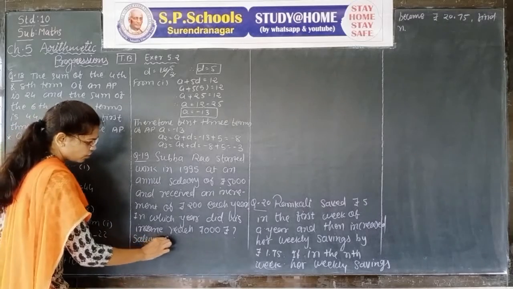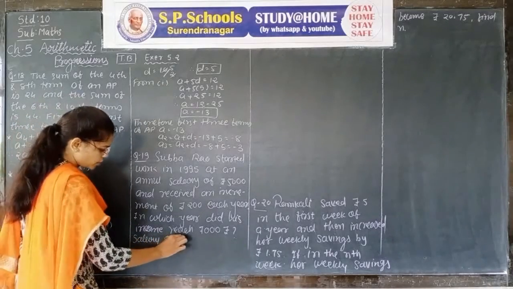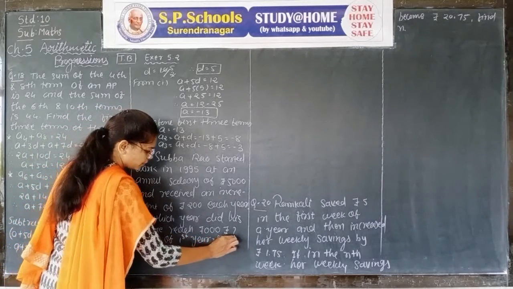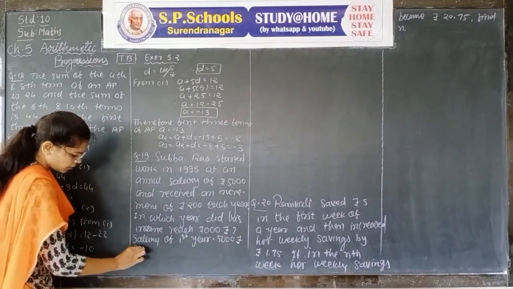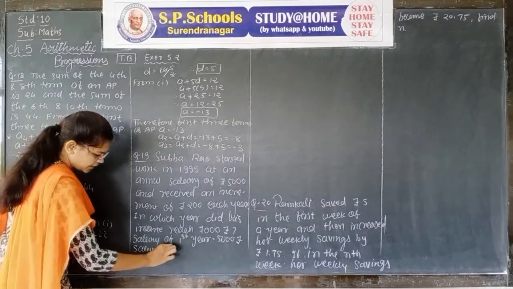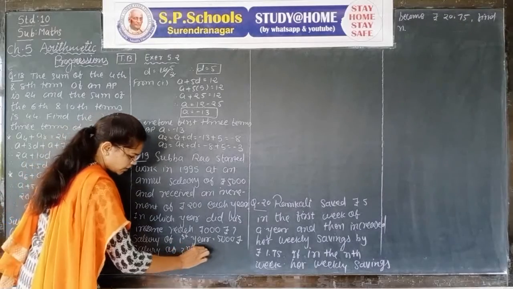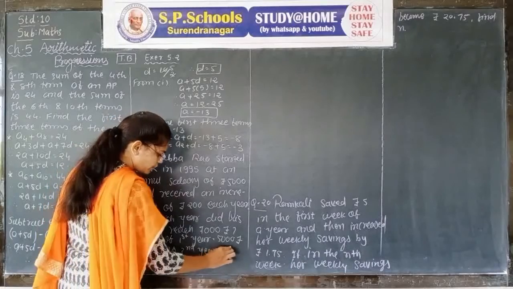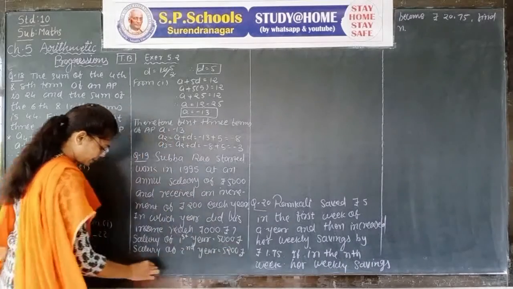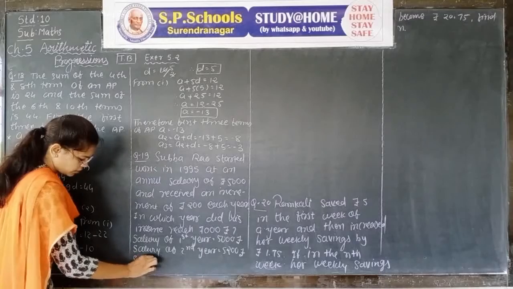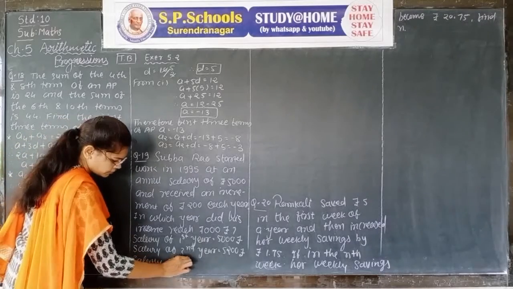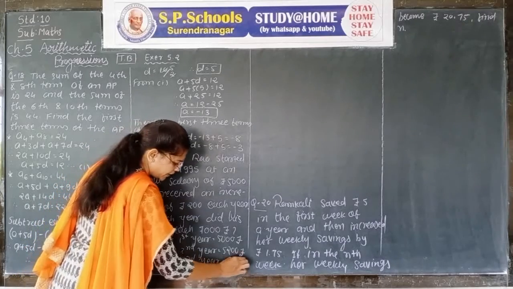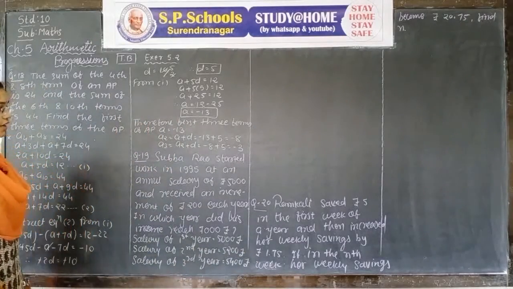Salary of first year is equal to 5,000 rupees. Salary of second year is equal to an increase of 200 rupees, 5,200 rupees. Salary of third year is equal to again a 200 increment, 5,400 rupees.